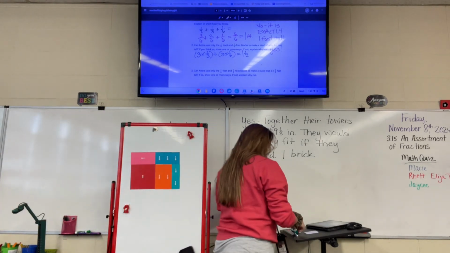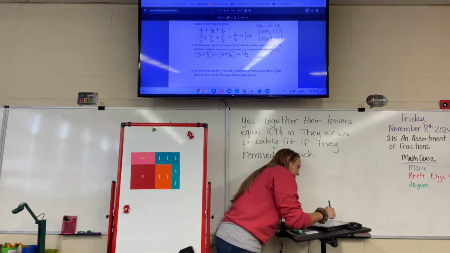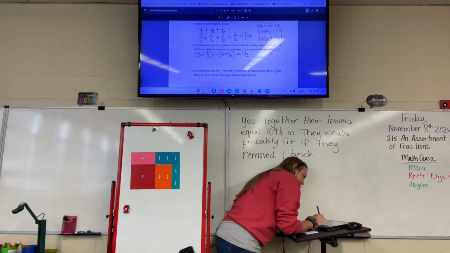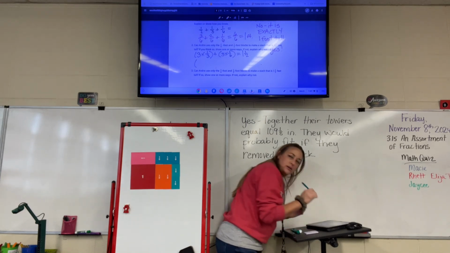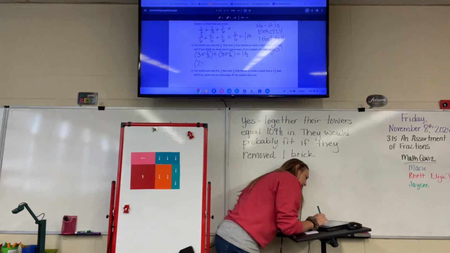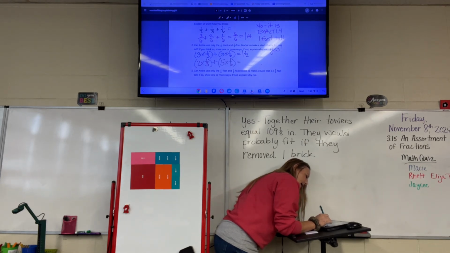So here's what we're going to write down. This time we used 2 of the 1/3 blocks plus 5 of the 1/6 blocks to get 1 1/2.